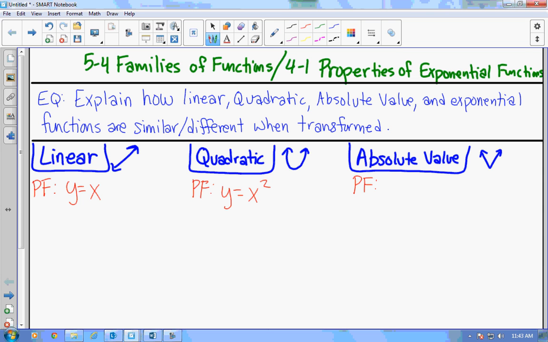Okay, what's the parent function for absolute value? Y equals, what lets me know it's absolute value? Maybe I should have absolute value signs? And what goes inside of it? X. Okay, those are the most basic ways you can write each of those, and they're called the parent function. From the parent function, there's shifting that happens.